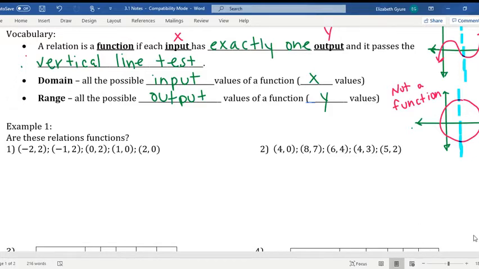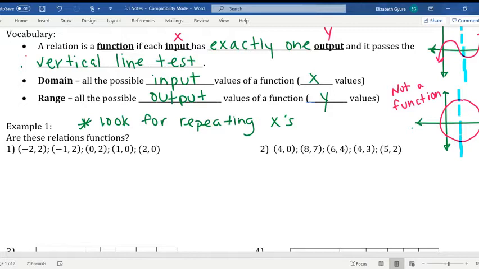Well, what you want to do to figure out if something is a function or not is look for repeating x's. Okay. If an x value happens more than once, the graph is not a function, because if you were to plot all the little points, something would end up laying on top of something else in a way that if you put your vertical line, it's just not going to work.